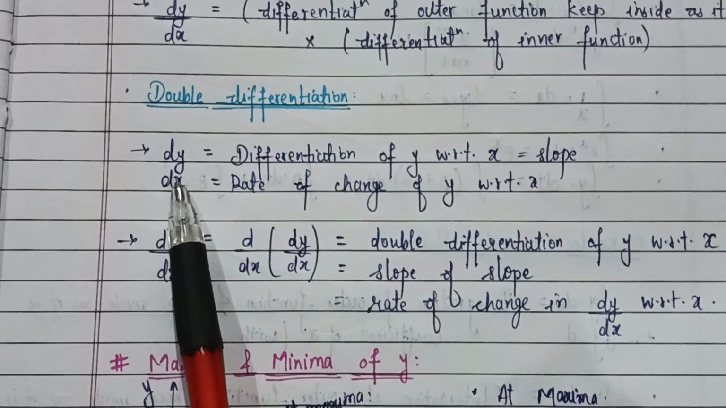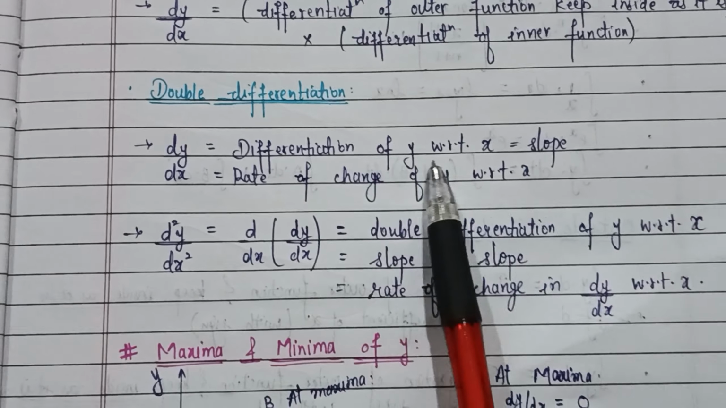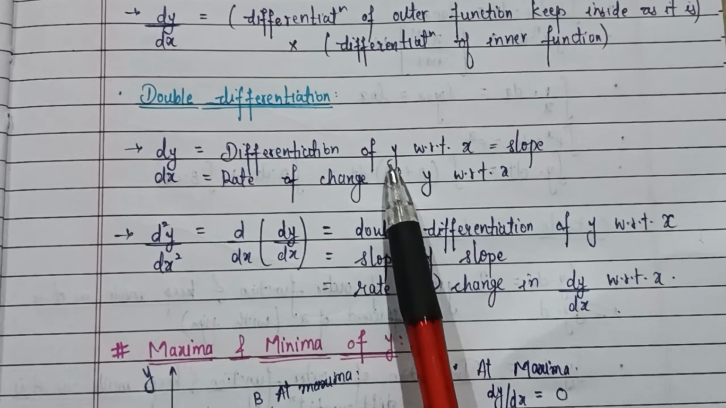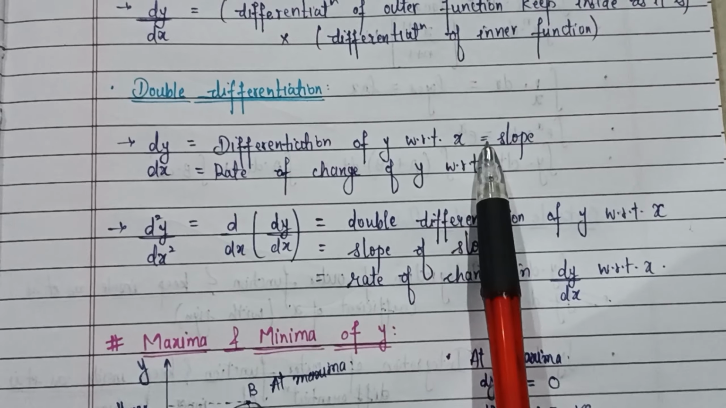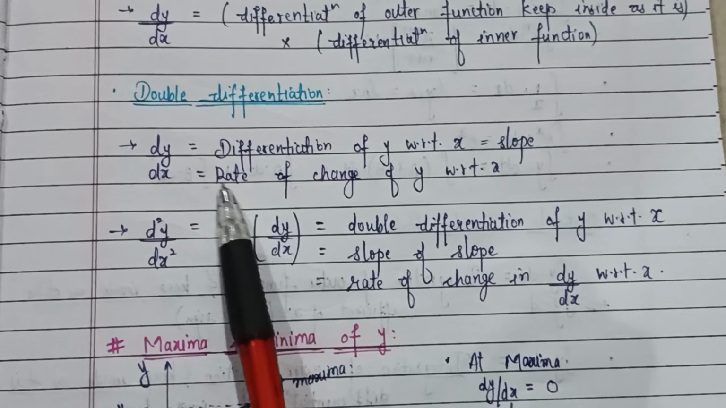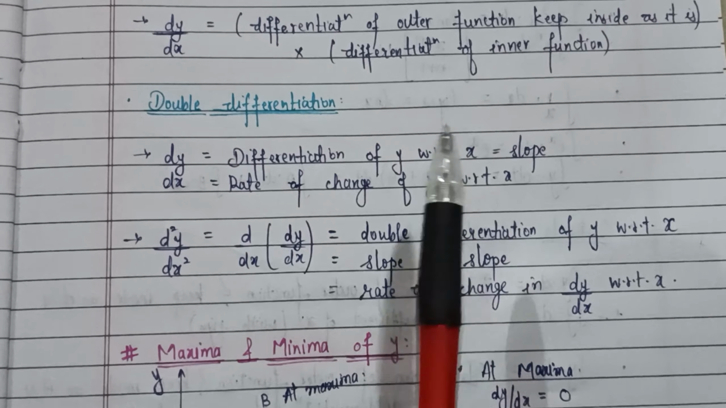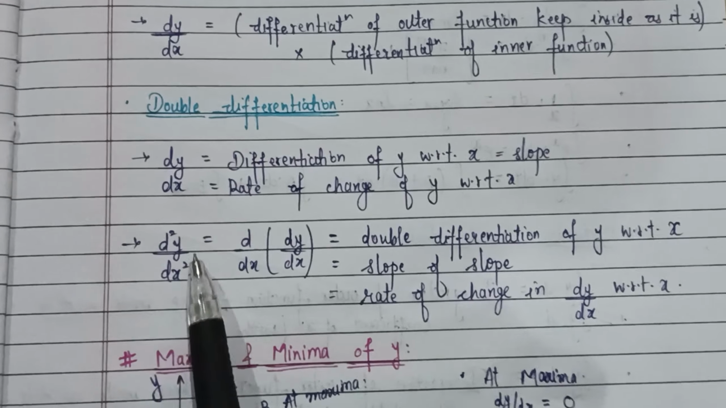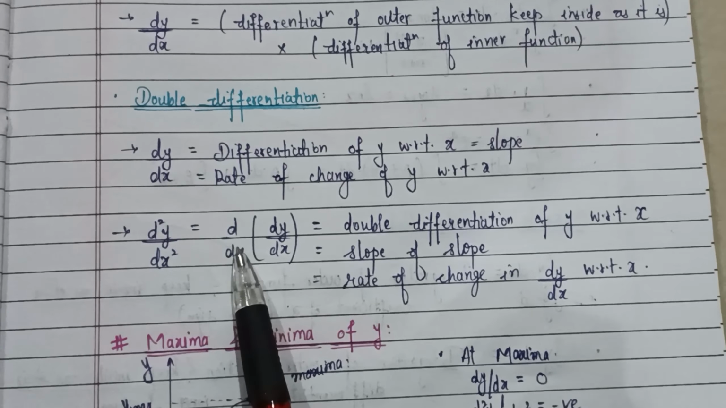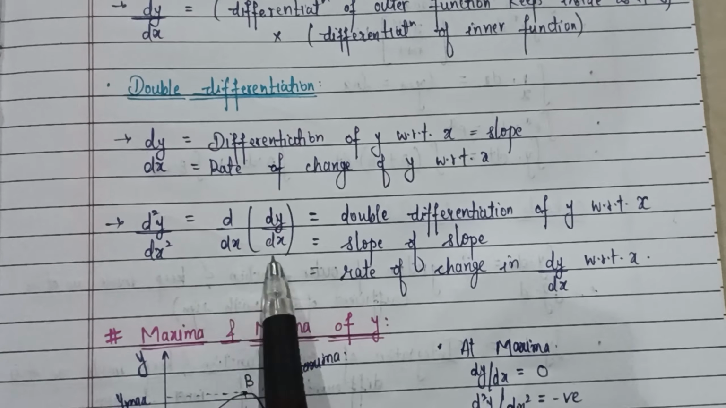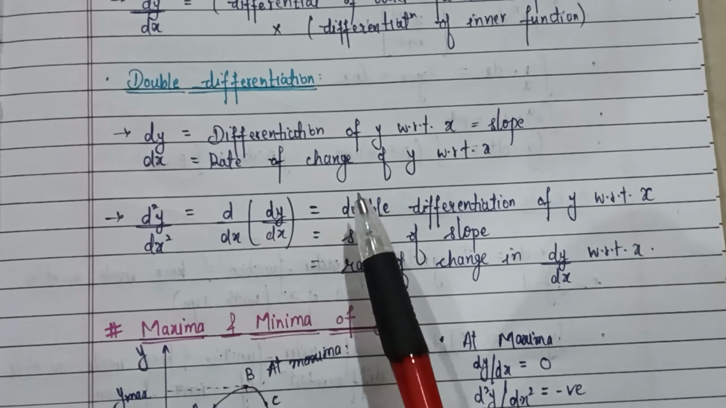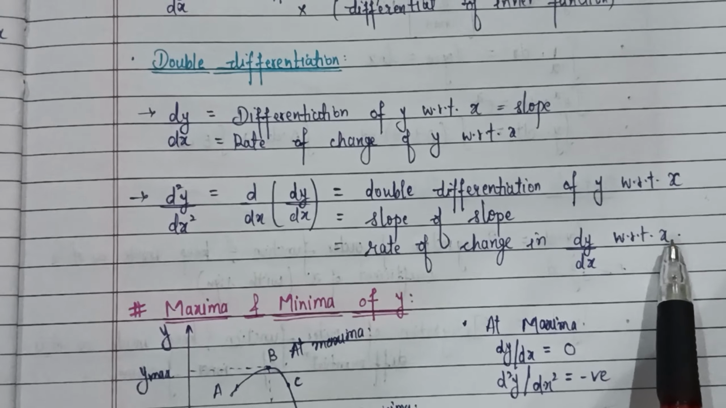Double differentiation. dy/dx is equal to differentiation of y with respect to x, which is equal to slope, which is equal to rate of change of y with respect to x. d²y/dx² is equal to derivative of dy/dx with respect to x, which is equal to double differentiation of y with respect to x, which is equal to slope of slope, or rate of change in dy/dx with respect to x.